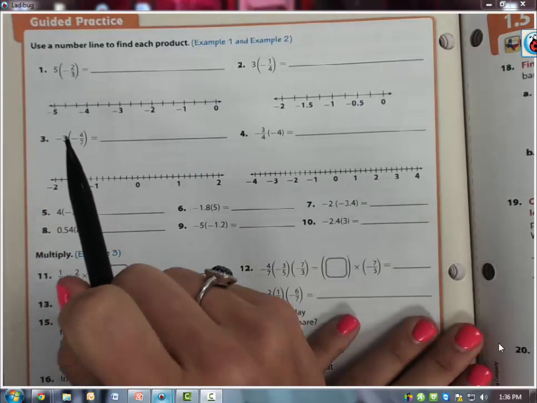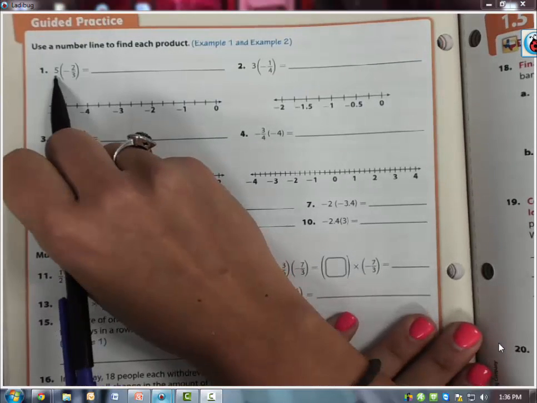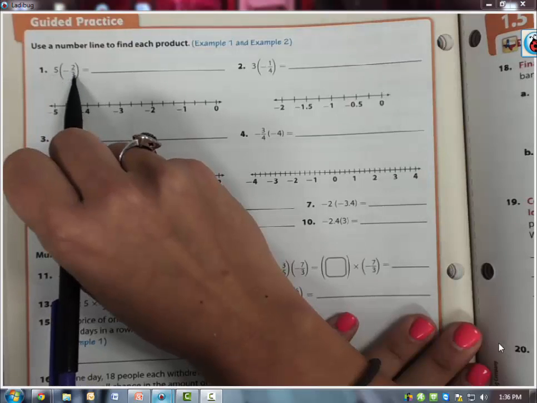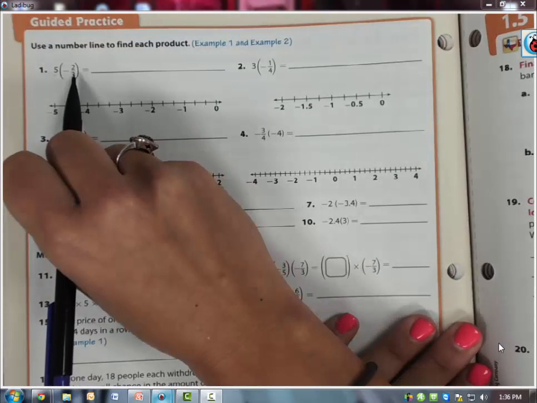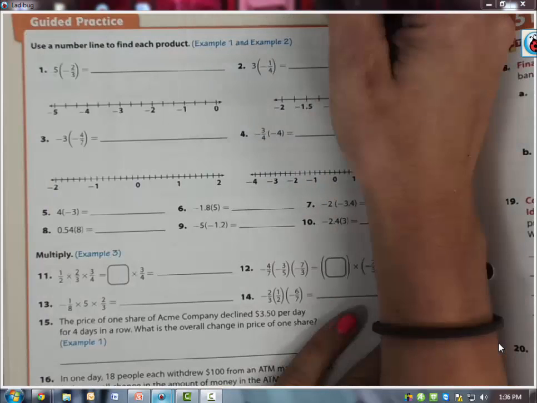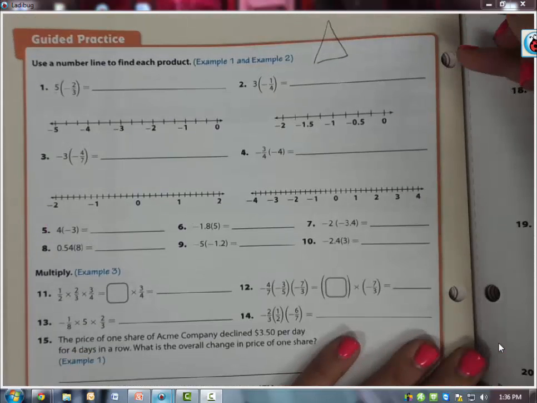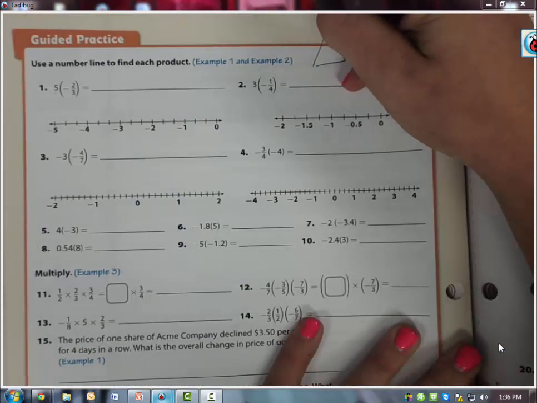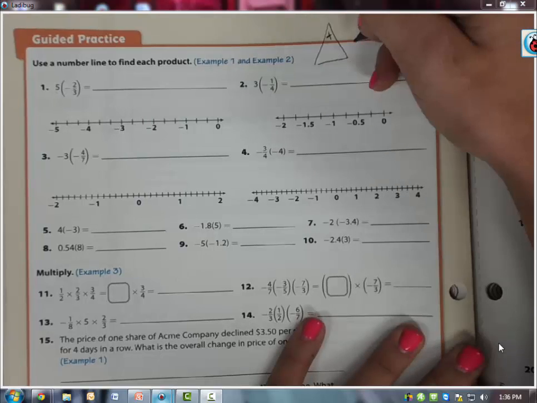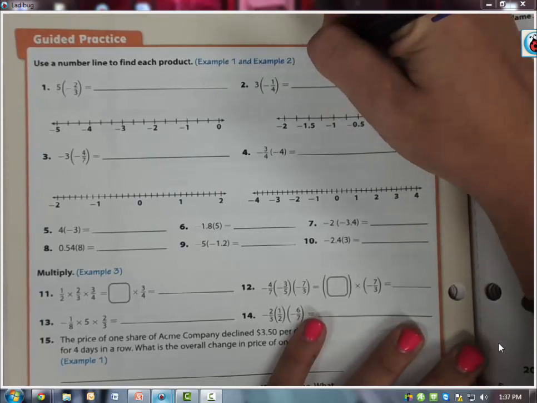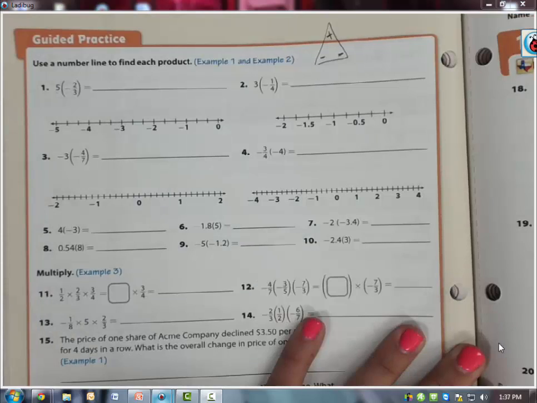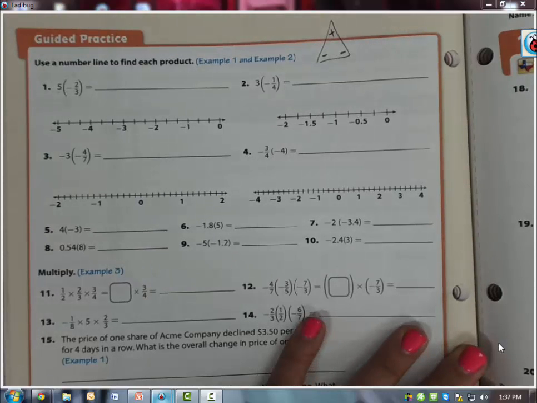So number 1 says a positive 5 times a negative 2/3. Well, if you remember, when we multiply rational numbers, we make sure we use our, what do we call this? You remember, this is our magic triangle. Positive people are always at the top, so they go to the top. Negative people always fall to the bottom, so they're at the bottom. We use this when we're multiplying and dividing numbers. Don't ever use it on adding or subtracting.